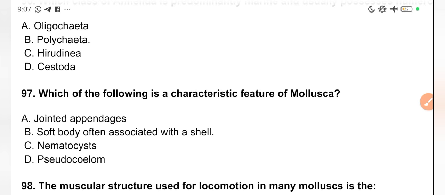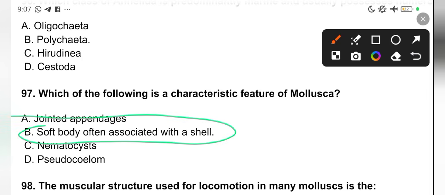Which of the following is a characteristic feature of Mollusca? Mollusca. When you hear Mollusca, what comes to your mind is snail. All these things are things that once you just hear the phylum, once you are reading your question on the day of the exam, once you see the phylum, an organism should come to your mind. It's that organism you now use to answer your question. Okay. So we have soft body, often associated with a shell.